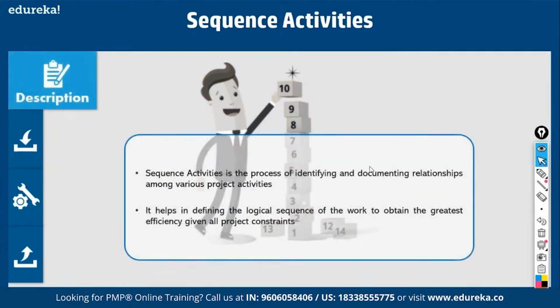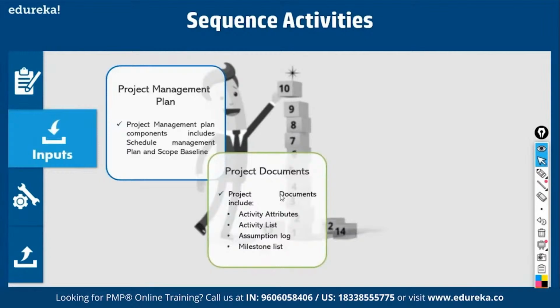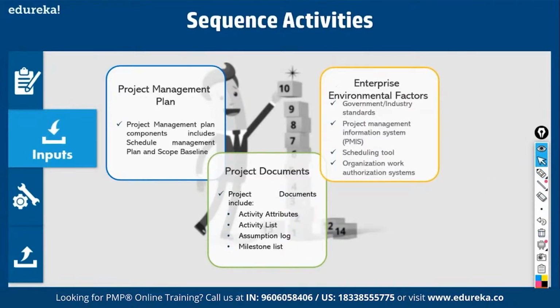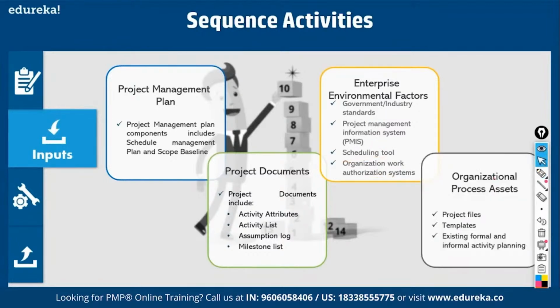So this is a process of identifying and documenting relationships among various project activities. The project management plan tells you how to decompose the scope baseline into activities and how to sequence them. So what are the project documents you require? You require a list of activities to be sequenced, their activity attributes, the assumptions and milestones. Then enterprise factors, any PMIS. What is a PMIS? Any scheduling tool or any sequencing tool that you use, right? Any work authorization system, right? If there are any government standards, you have to adopt them. Then organizational processes, project files, templates, etc.